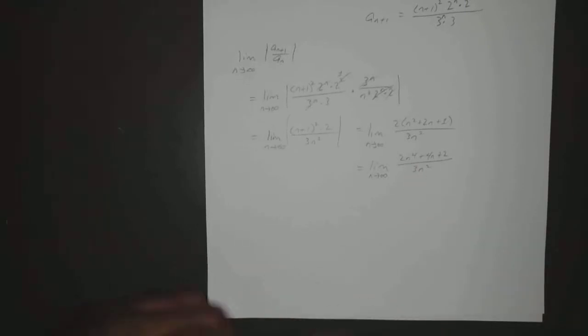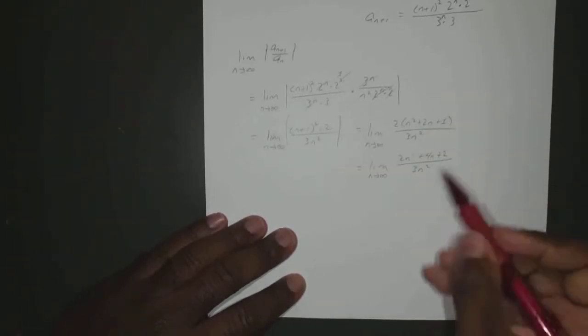So why did I put 2n to the 4th? I was looking ahead to that 4.